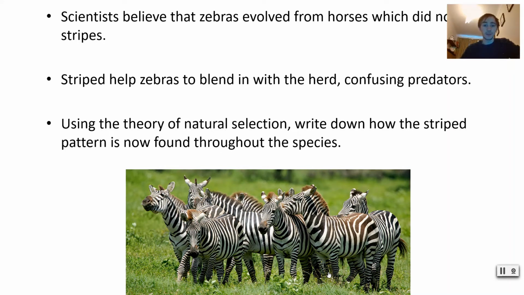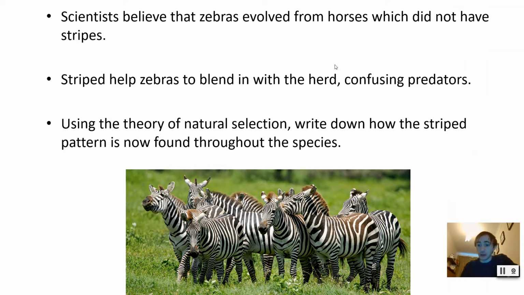Good afternoon, Year 11. I'm going to start off just a short lesson today on Charles Darwin. I want to briefly spend some time at the beginning of this lesson doing a question on natural selection, which we covered on our last live lesson, in the hope that you'll remember these stages quite happily. So, the question is, scientists believe that zebras evolved from horses which didn't have stripes. The stripes help them blend into the herd, which confuses predators, and using the theory of natural selection, write down how the stripe pattern is now found throughout the species.